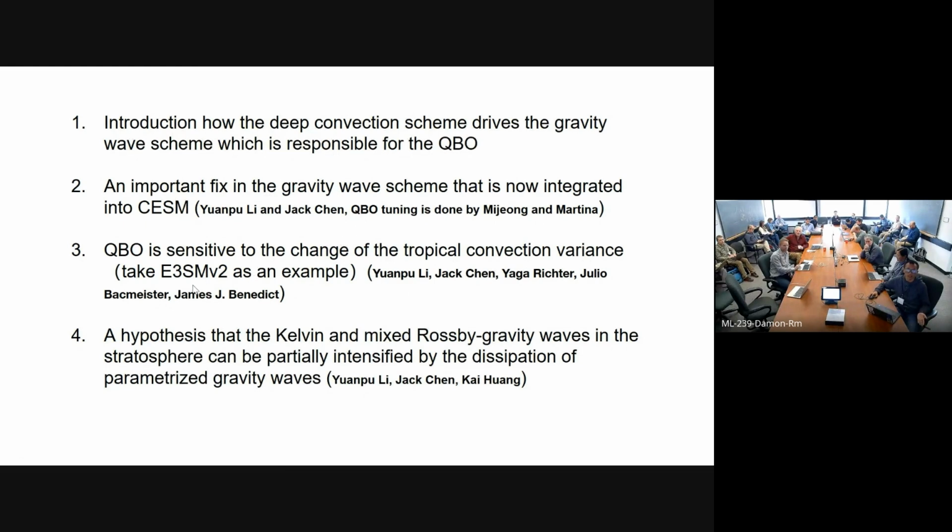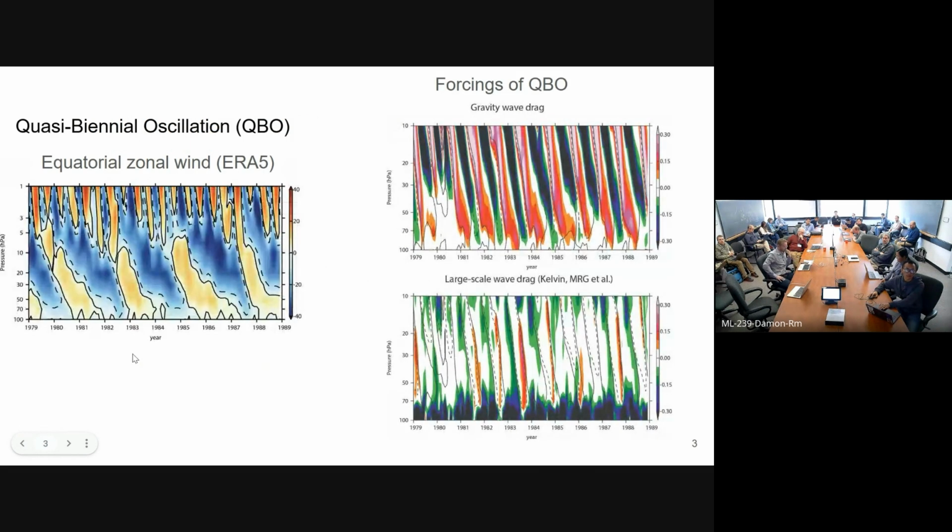And the third section is about the QBO. We take E3SM version 2 as an example to show the QBO is very sensitive to the change of the tropical convection variance. In the fourth section, I'm going to explain a hypothesis that the Kelvin wave and mixed Rossby-gravity wave in the stratosphere can be partially intensified by the dissipation of parameterized gravity wave. I think it's a mechanism which is less understood, so it's a little bit challenging to explain, but I will try my best.